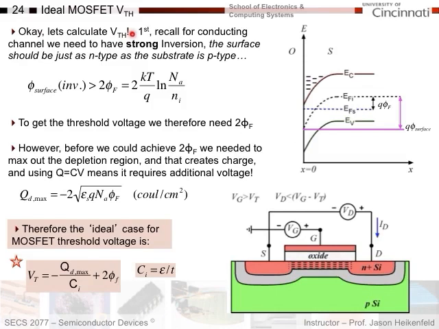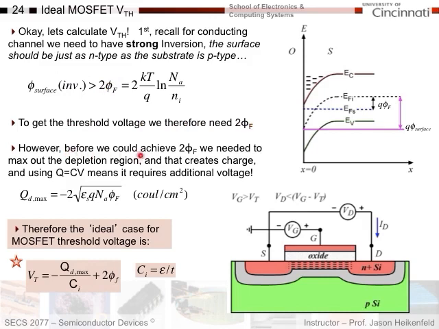So the first thing I want you to recall is that for a conducting channel, we need to have strong inversion. The surface should be made just as n-type as the substrate is p-type, meaning I need to shift from this level of p-typeness to this level of n-typeness. So 2 phi sub f has to happen at the interface here. So I've got to pay for that, and that's a potential, right? So this is already voltage. So to get the threshold voltage, we therefore need 2 phi sub f.